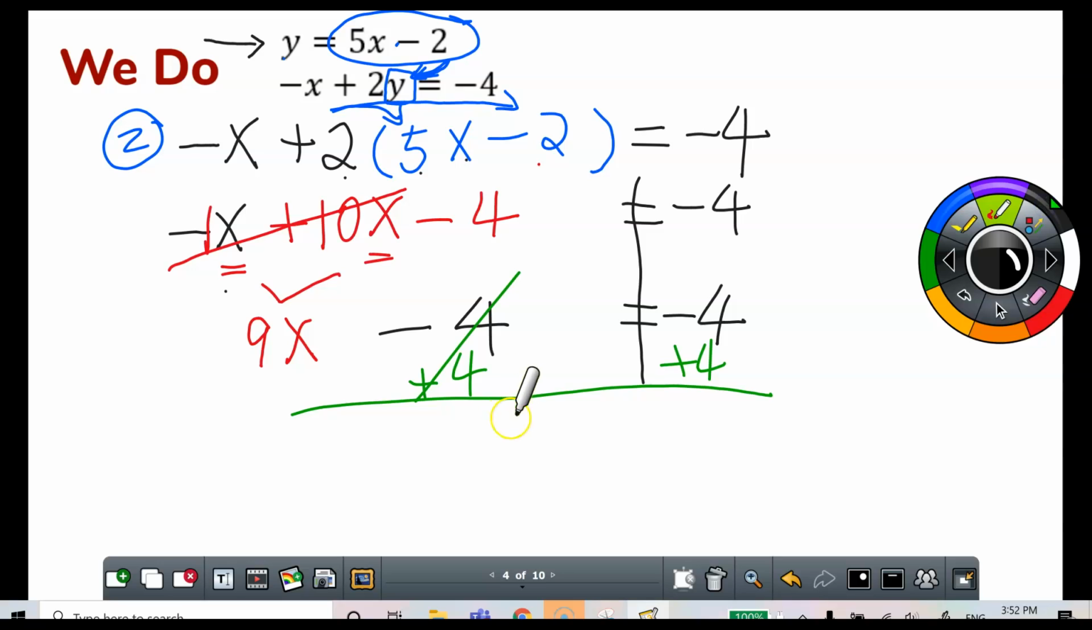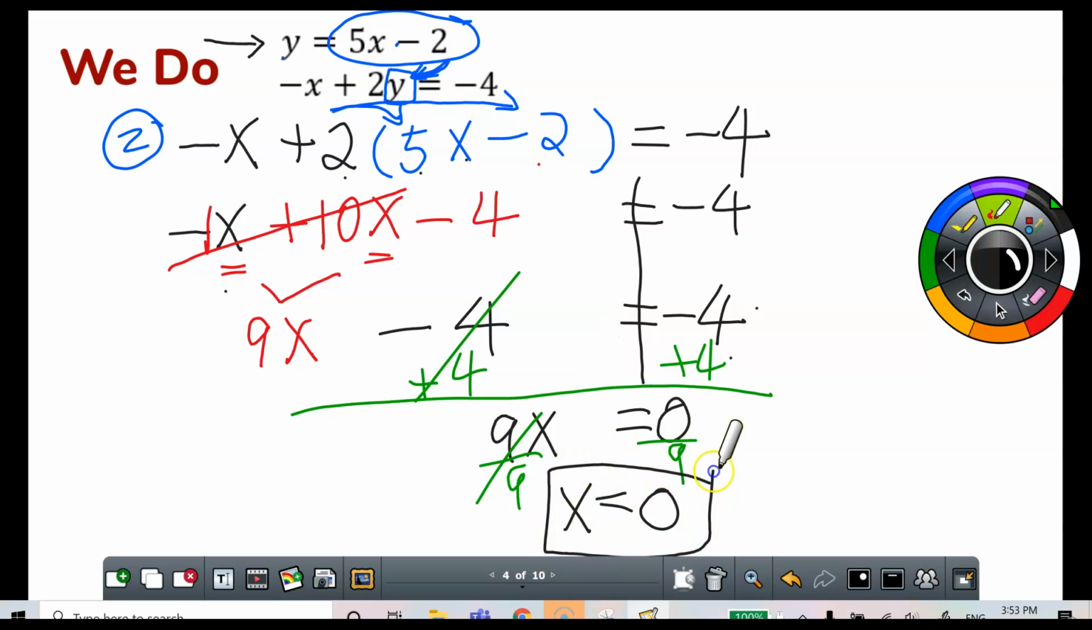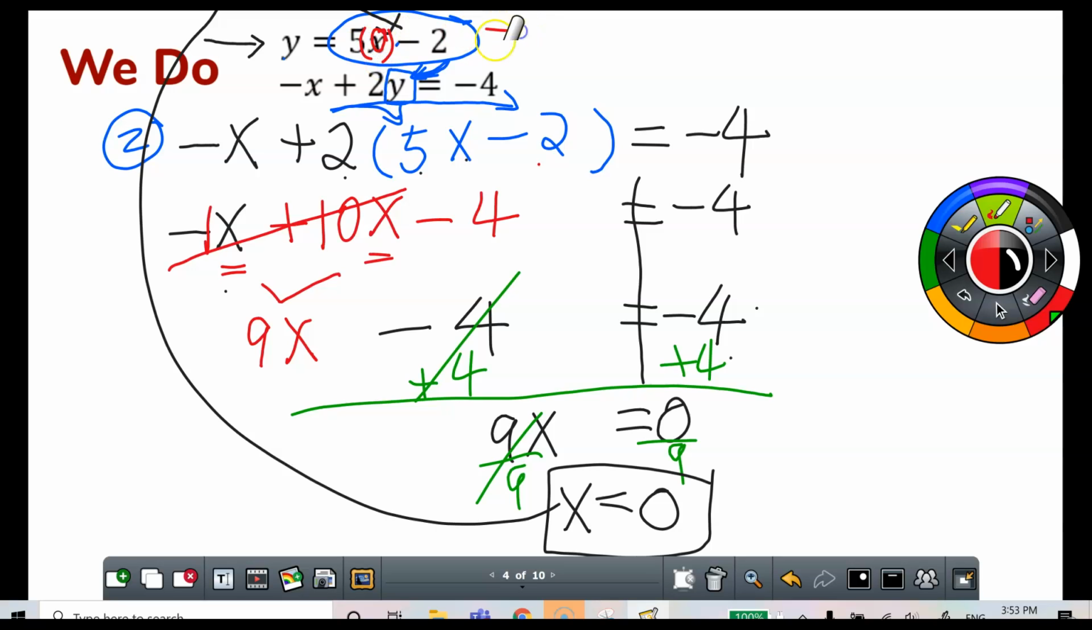So you have 9x equals negative 4 plus 4 gives you 0. And then divide by 9. So you have x equals 0 divided by 9 is 0. Okay? And then you go back to look for the value of y by plugging 0 to the place of x, right? So y equals 5 times 0 minus 2, which gives you negative 2. And that's your solutions.